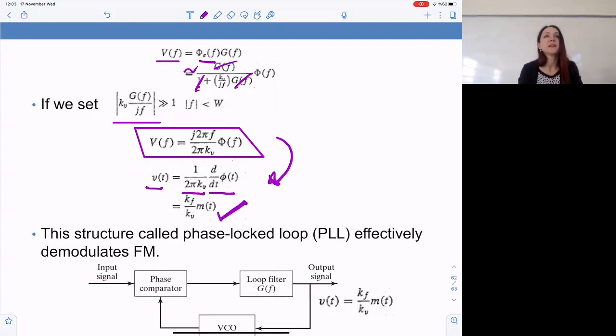So when the PLL is operating at lock position and the phase difference is small, the feedback circuit results in the demodulation of the FM waveform. Any questions?